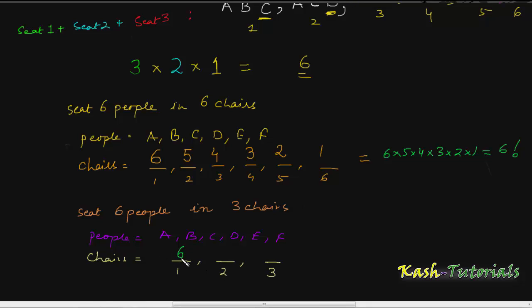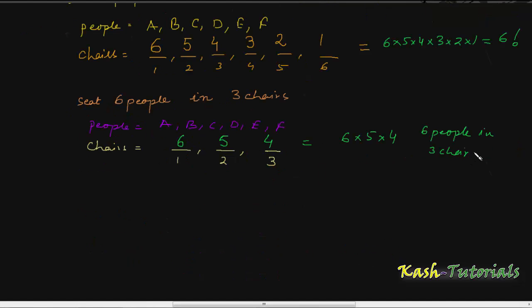Once one of the persons is already sat on this, we have 5 people left who can sit on the second chair, and only 4 people are left to occupy the third chair. What we get over here is 6 into 5 into 4. So these are the ways in which we can seat 6 people in 3 chairs.